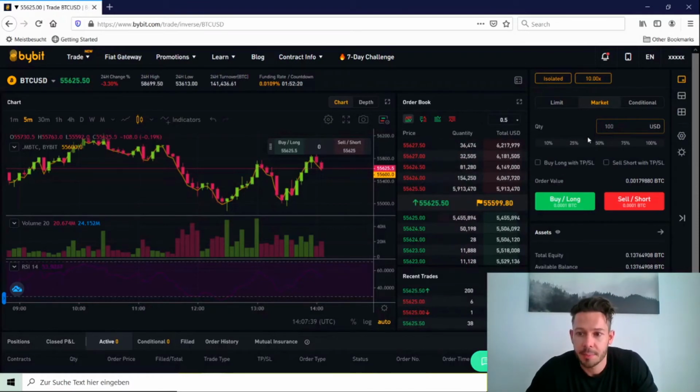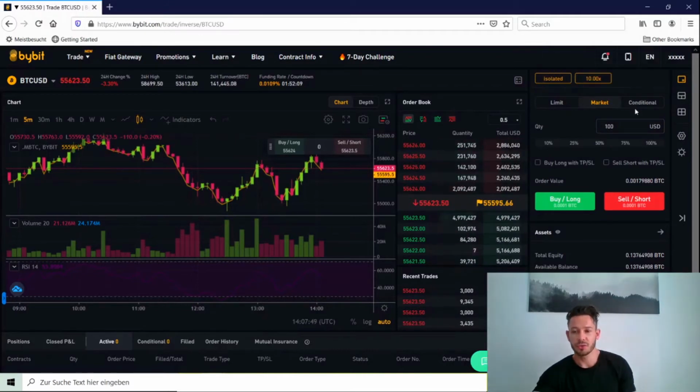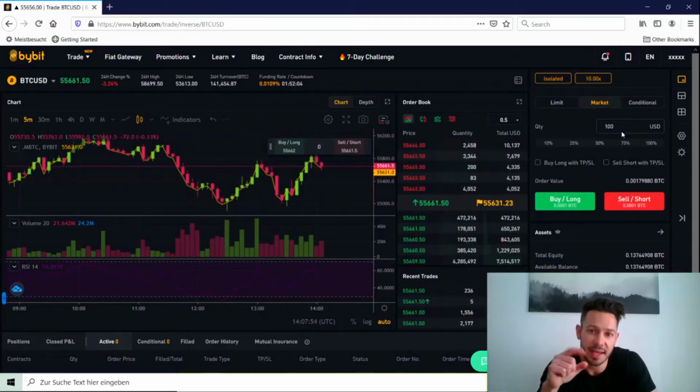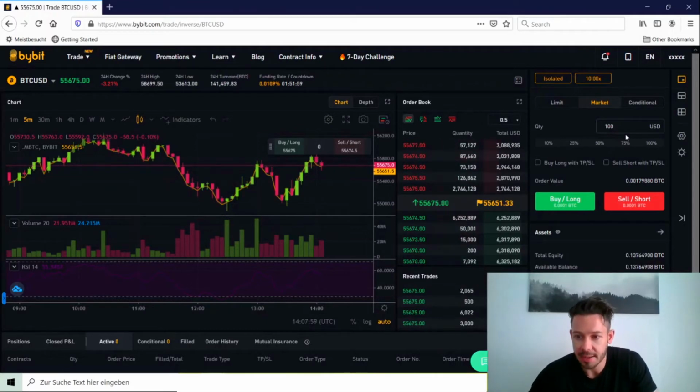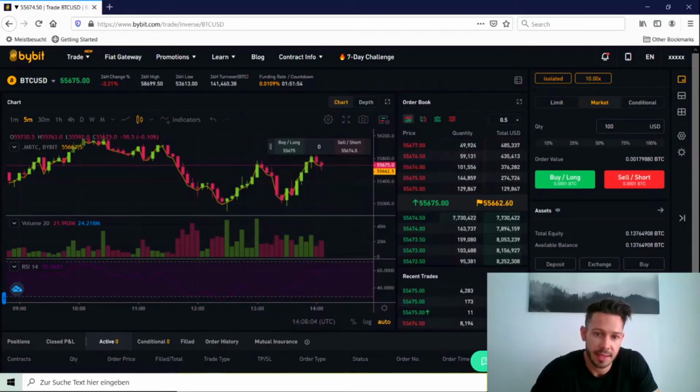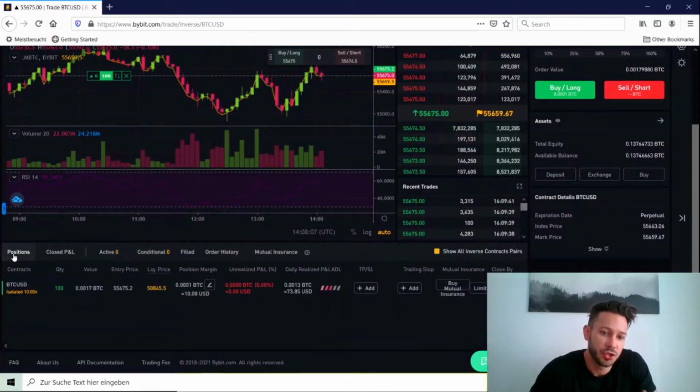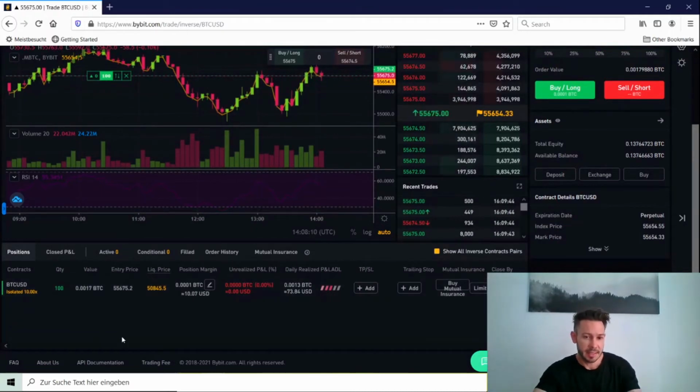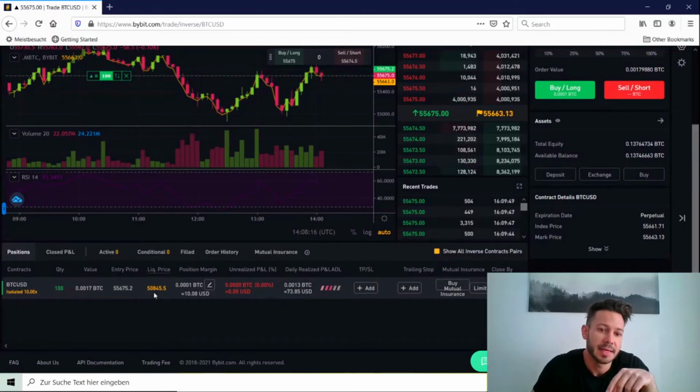So we use, say we want to make $100, okay, and because we're using leverage, yeah, we are going to have an order that is worth $100, but we have the leverage of 10. This means we are only going to use $10 of our own money. Okay, so let's place it here, buy long, confirm, and boom. As you can see, we are here in the market. Here are the order details: quantity, the value, entry price, liquidation price.